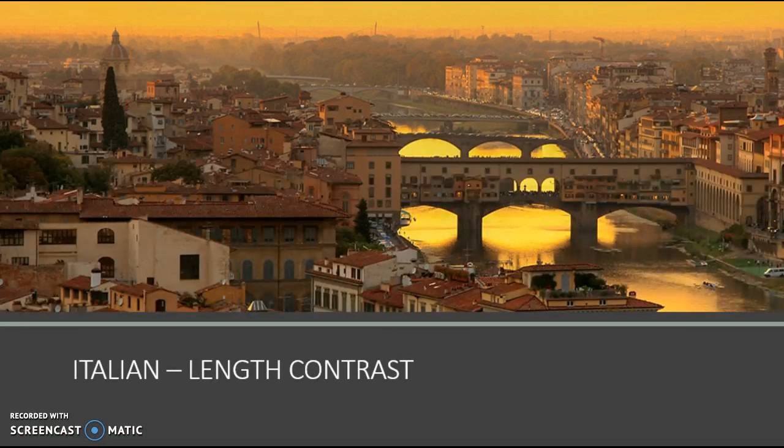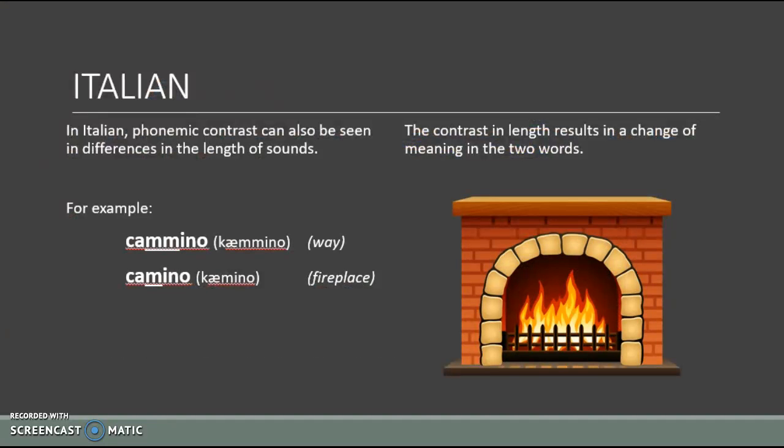So now I'm going to have a look at length contrast in Italian. In Italian, phonemic contrast can also be seen in differences in the lengths of sounds. So my first example is camino, meaning way, and cammino, meaning fireplace. So the contrast in length results in a change of meaning in the two words. We have camino and cammino, a lengthening of the M there.